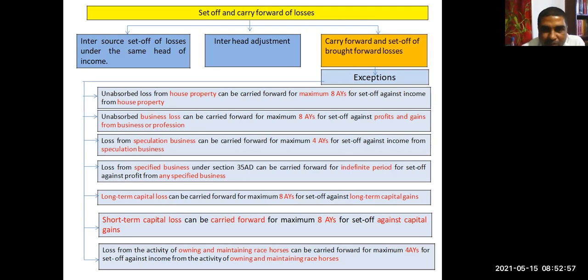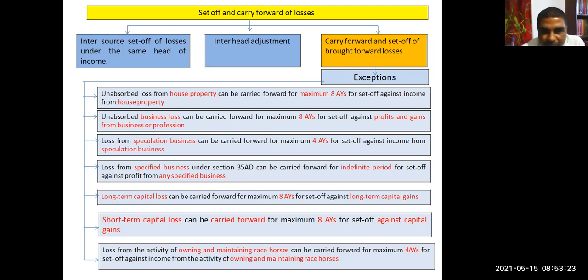Now, next exception. Long-term capital loss can be carried forward for a maximum of 8 assessment years for set off against long-term capital gain. This we have discussed several times, that long-term capital loss can be carried forward for 8 assessment years, but can be set off only against long-term capital gain.